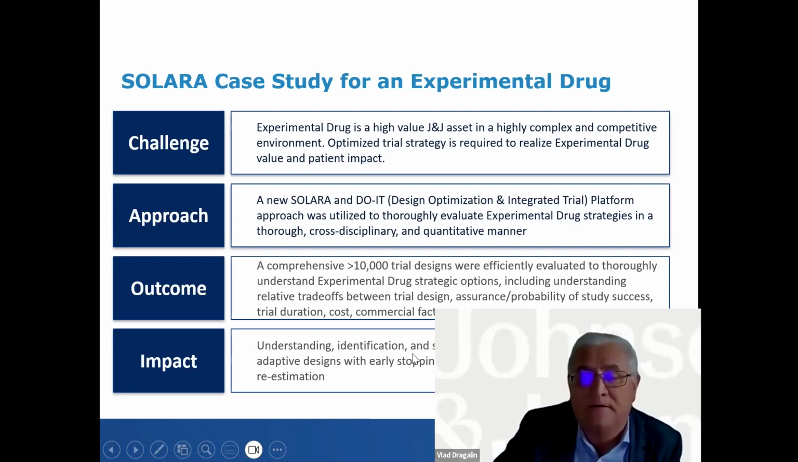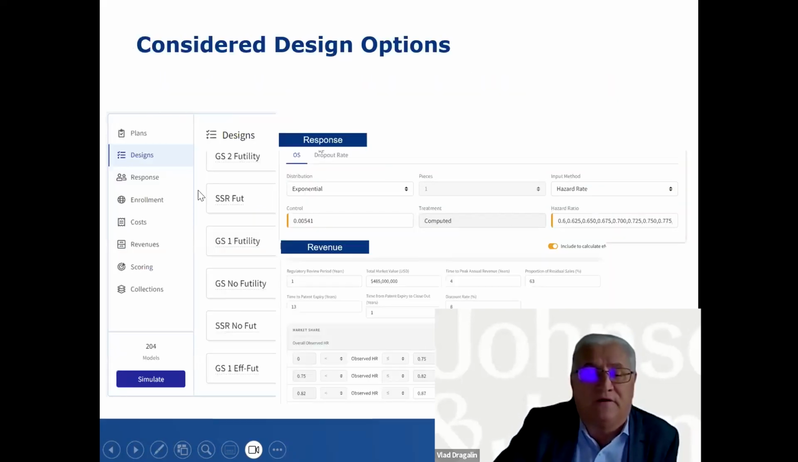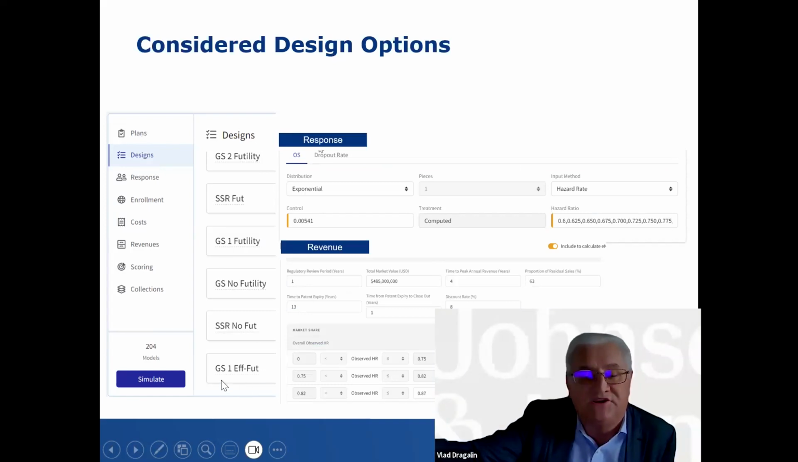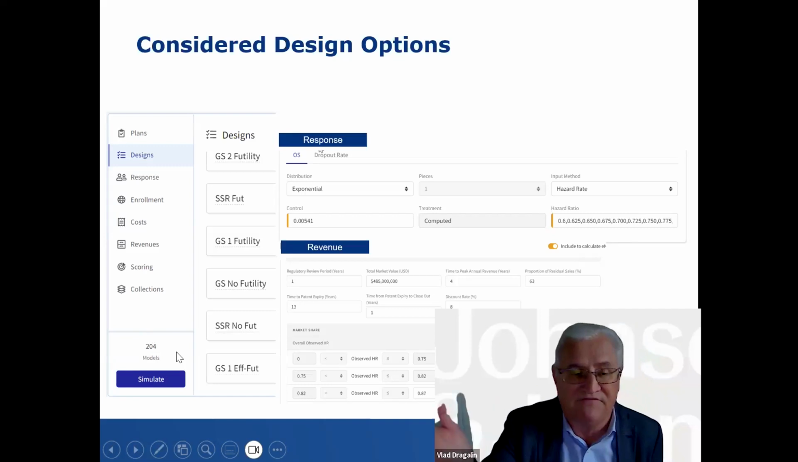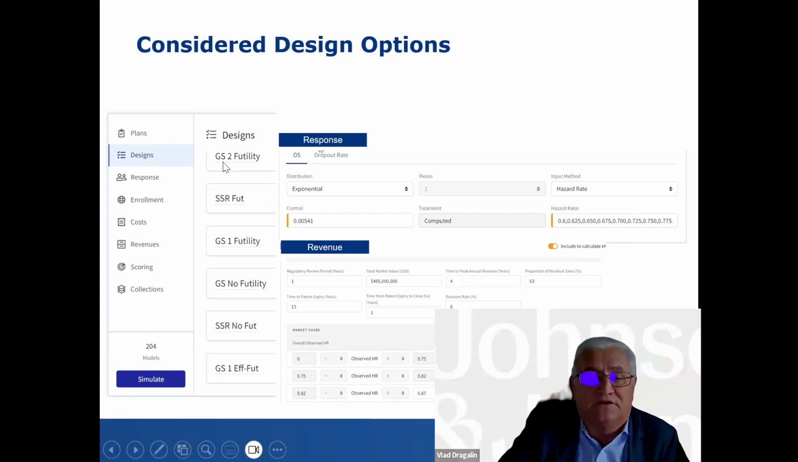That was our objective. This is a screenshot of how you operate with Solara. You can see here on the left, this is the main menu. You have to create different plans. You have to enumerate what the designs are. And you can see here that in this final evaluation, we went through many, many iterations. We started with many models, and then we narrowed down. In this simulation that I will show you, we already have about 200 models, different combinations. And you see that we looked at a group sequential design with 2 interims and futility.